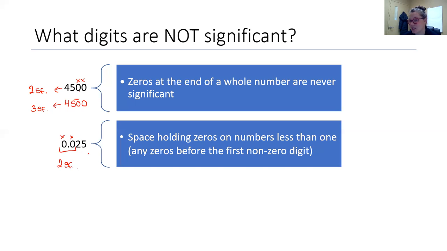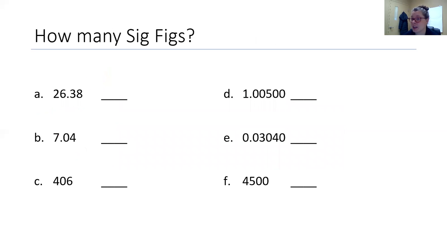So it's not really complicated. The only time that you really have to think about it is, are they at the end of a whole number or the beginning of a decimal? Everything else is going to count. So let's just take a quick gander at a few questions and we'll decide how many sig figs in each.